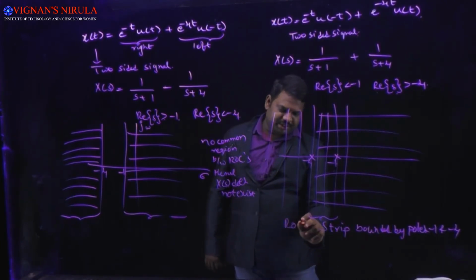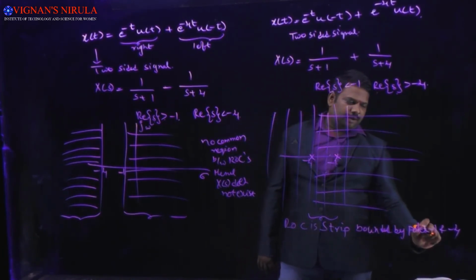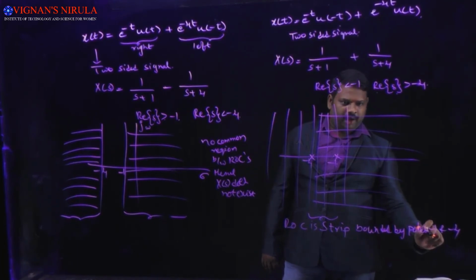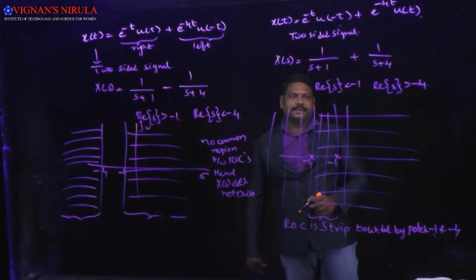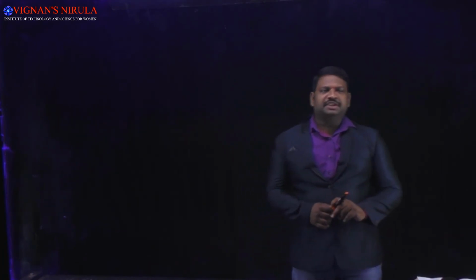The ROC is a strip bounded by the poles. Here, for example, the poles are at minus 1 and minus 4, like this. These are the cases. Next, we'll see the problems related to some sine functions.